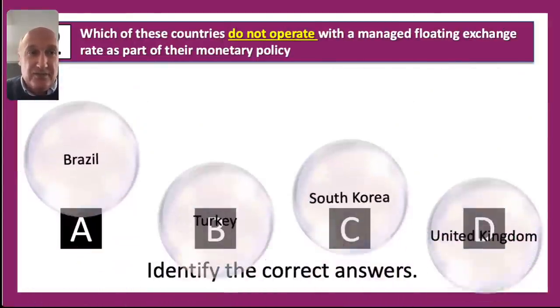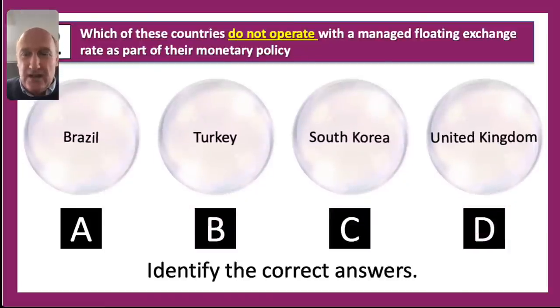For another question, here it is. This is a harder question. Which of these countries do not operate, in other words, don't have a managed floating exchange rate as part of their monetary policy? So which of these countries don't have a managed floating exchange rate as part of monetary policy? And the key thing is the exchange rate is part of monetary policy in an economic context.